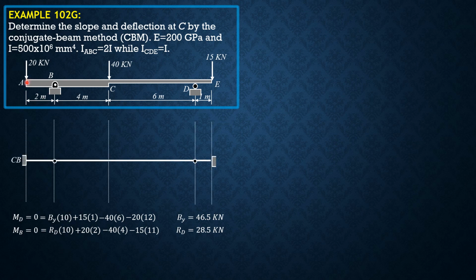So let's now have the conjugate beam. The free end becomes fixed. This interior pin becomes interior hinge. Then this roller becomes interior hinge. The free end at D becomes fixed. So that's it.